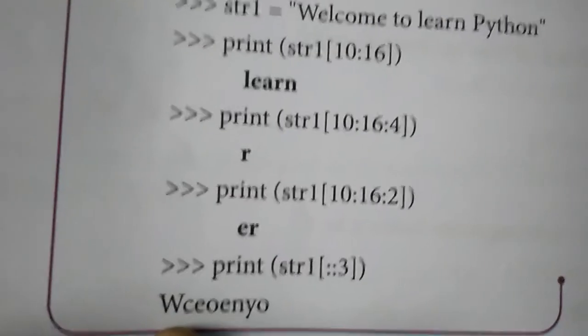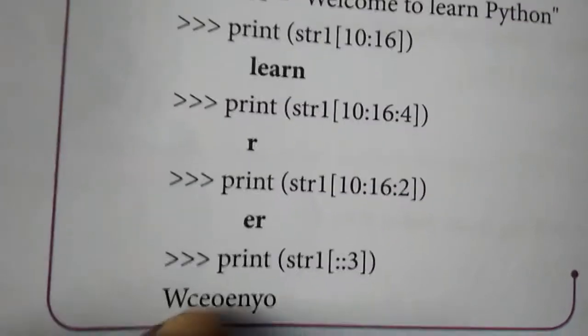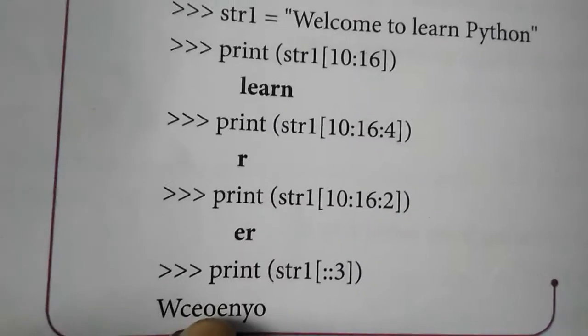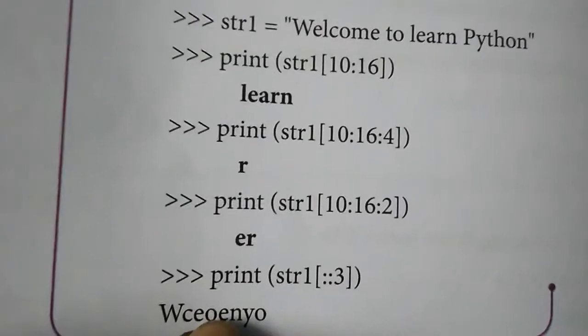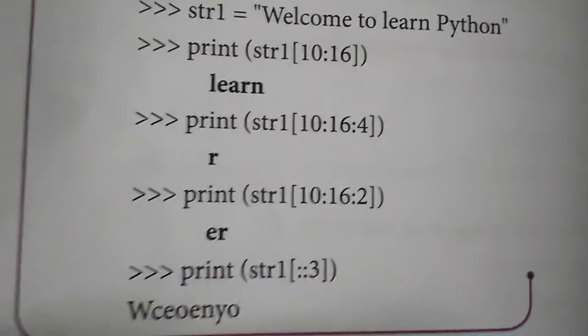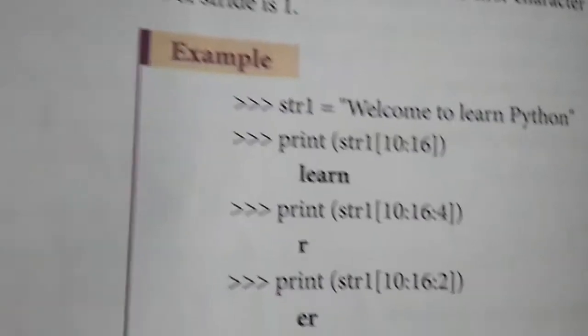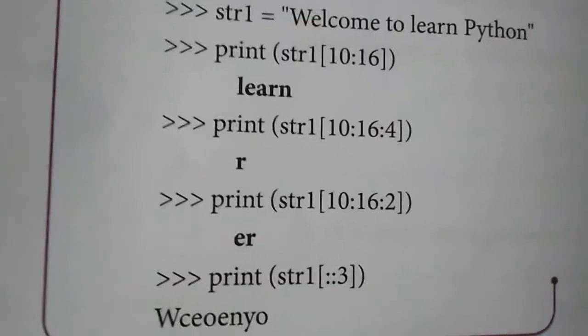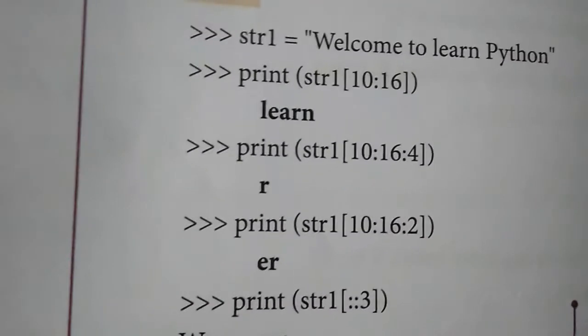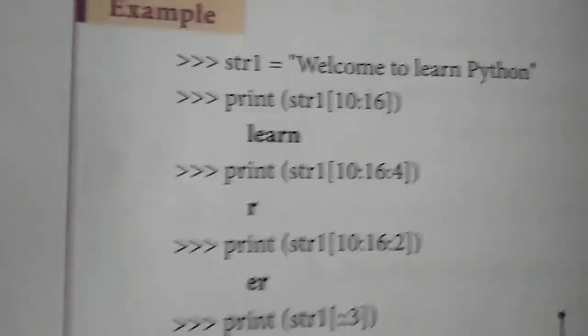Okay, w, third value, what is the third value? C E O, E N Y O. So this is an encrypted value. We can do this using the index itself, and we can use this concept for negative values also.